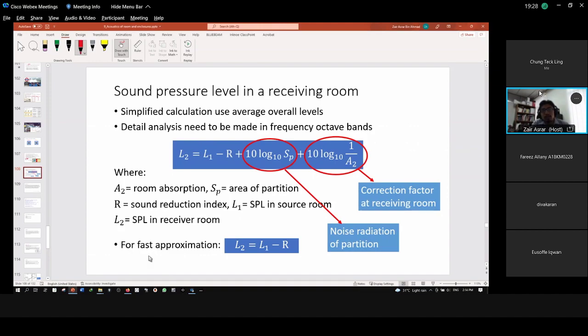Of course, this will give you the highest sound pressure level. So it will give you a quick approximation of the sound pressure level. But if we want something more exact, we have to consider the additional transmission by the partition as well as the absorption by the receiving room.